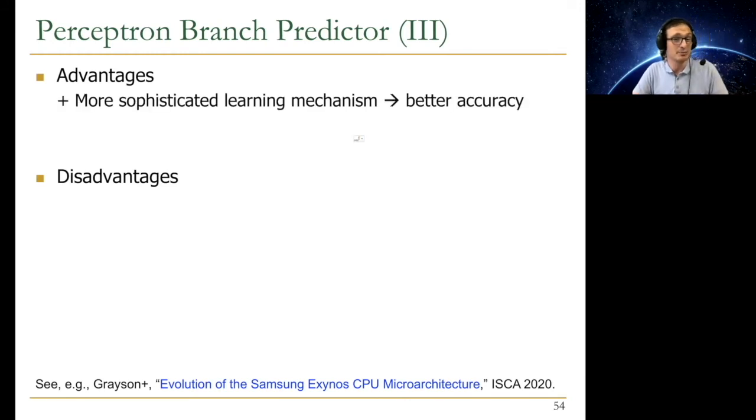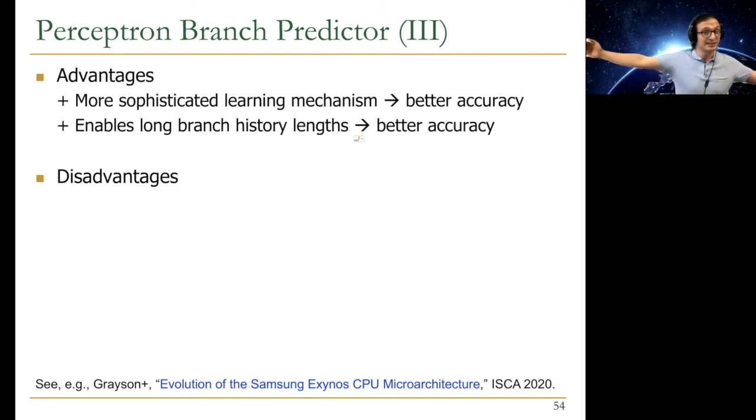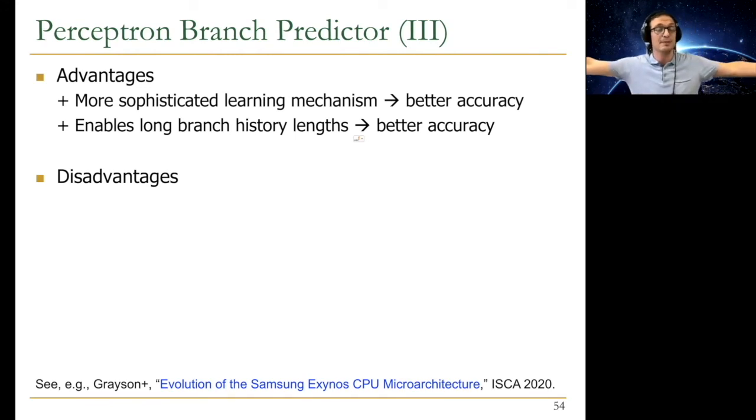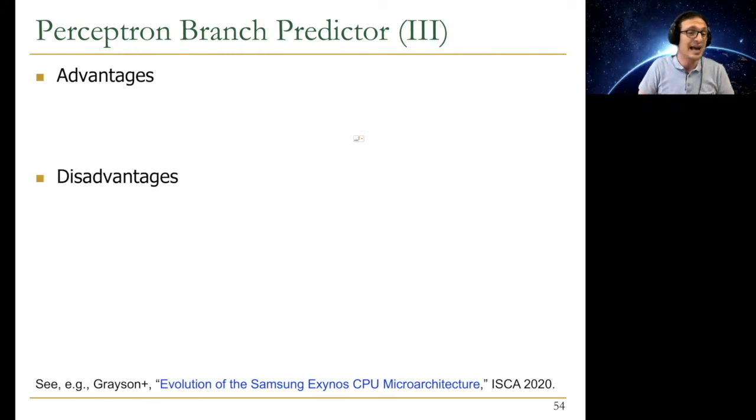So it actually leads to more sophisticated learning mechanisms, so it gets better accuracy. In fact, this is proven many times. In fact, it was implemented in the Samsung microarchitecture that's described in this paper, which I'm going to recommend you take a look at if you have time. It enables long branch history lengths. It says better accuracy. Of course, this comes at the cost of some latency and implementation complexity, but now you can have very long branch history lengths.